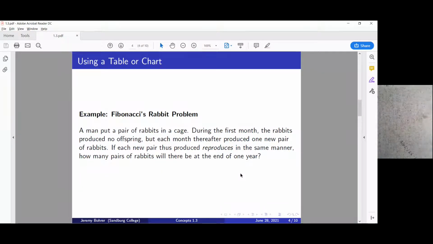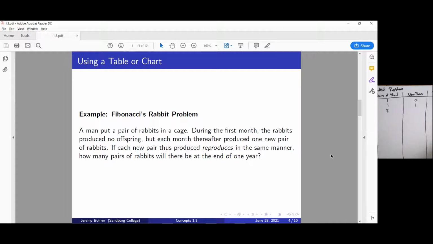In this video, we're going to look at the examples in section 1.3. We're starting with Fibonacci's rabbit problem. A man put a pair of rabbits in a cage. During the first month, the rabbits produced no offspring, but each month thereafter produced one new pair of rabbits. If each new pair thus reproduces in the same manner, how many pairs of rabbits will there be at the end of 1 year?